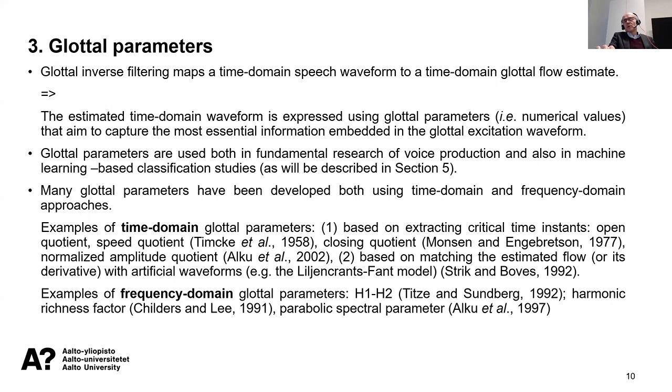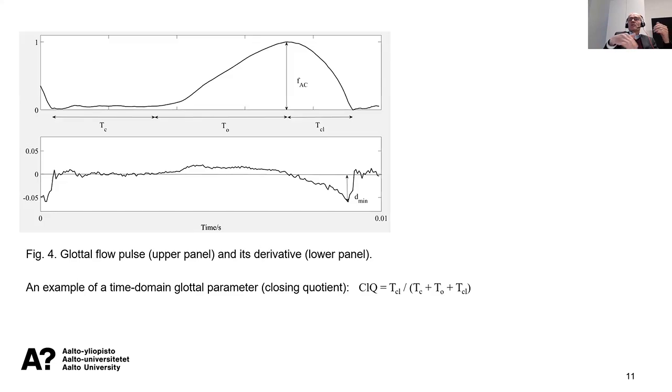These techniques typically work either in the time domain, which is the most natural domain, because the estimate of the glottal flow is in the time domain. And sometimes it makes sense to convert the signal into the frequency domain. When it comes to time domain glottal parameters, what different authors have developed are straightforward numerical values which extract those critical time instants of the glottal flow, and then certain quotients are computed out of them.